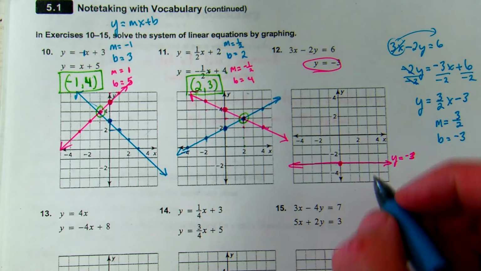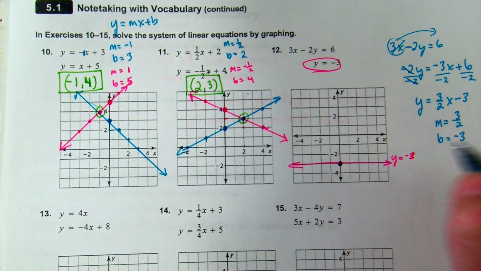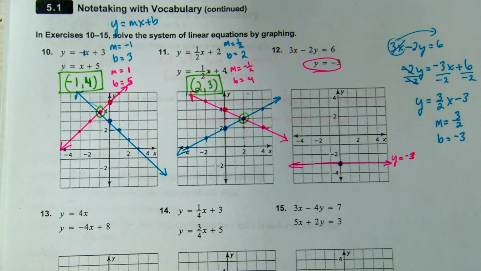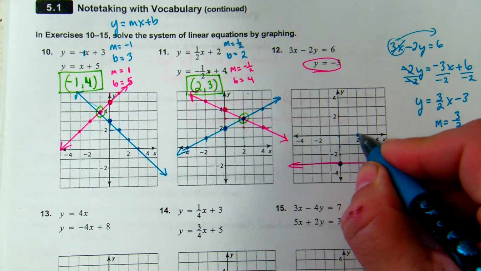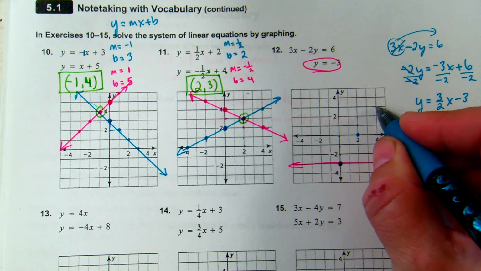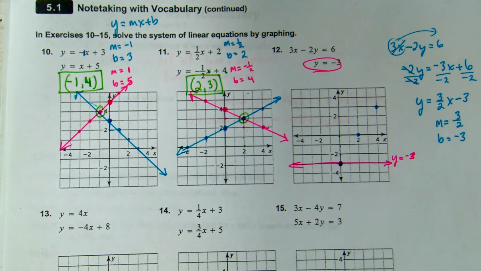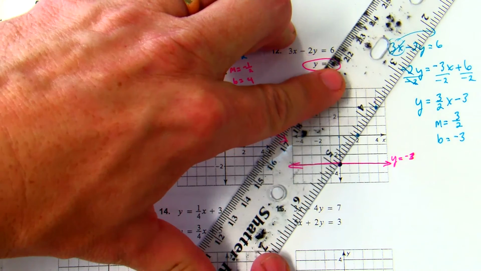That's convenient because now right here is my y-intercept for the first equation. And that looks like it's going to be the intersection point for both equations. I'm going to go up 3, 1, 2, 3 over 2. Up 3, 1, 2, 3 over 2. And I can draw the line for that equation.